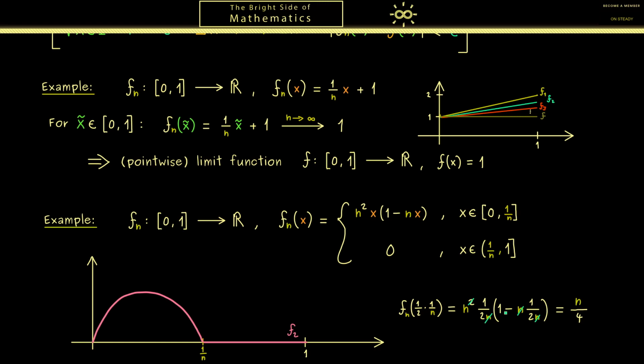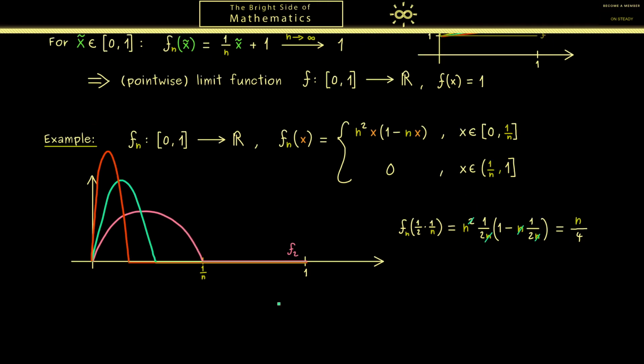This means that the maximum here increases with n. Hence the next function in our sequence would look like this. Obviously the region where it is 0 is larger, but the peak of the function is also higher. And then you can imagine what happens when we continue increasing n. Of course, now the question is, do we have a pointwise limit function? The answer is yes, and you can also see it in the picture.